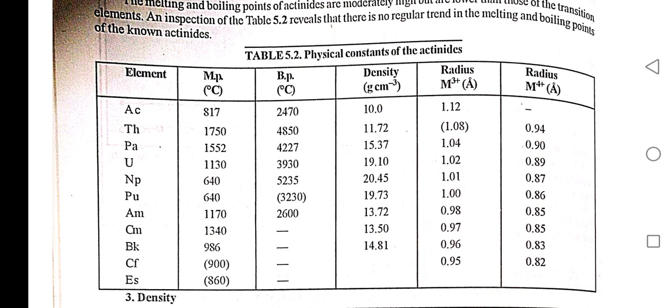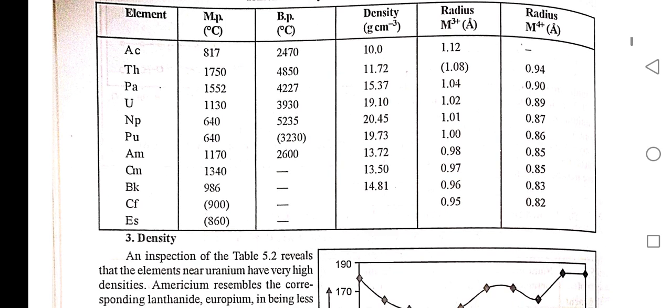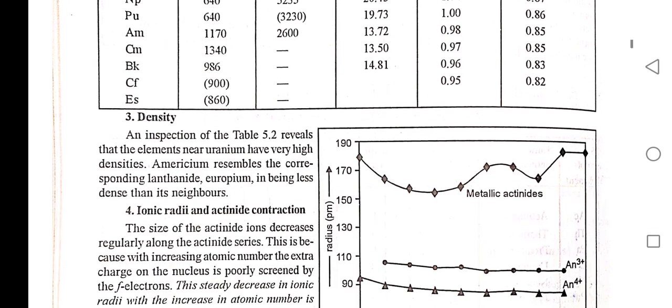Element Ac has 1817 melting point and 2417 degrees Celsius boiling point, and 10 gram per cubic centimeter density, and 1.12 angstrom radius. Thorium has 1750 melting point and 4850 boiling point, 11.72 gram per cubic centimeter density, and 1.08 radius.